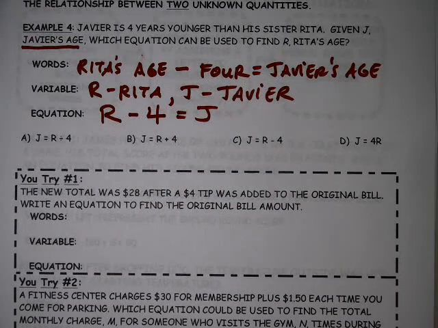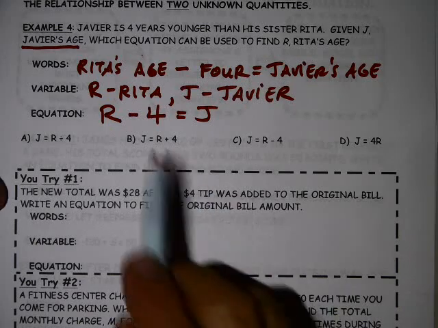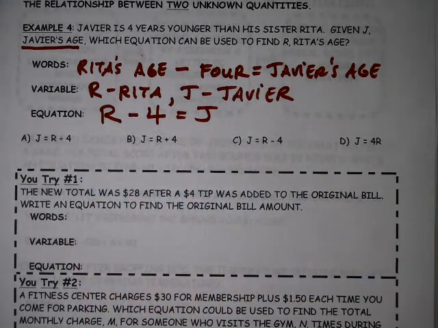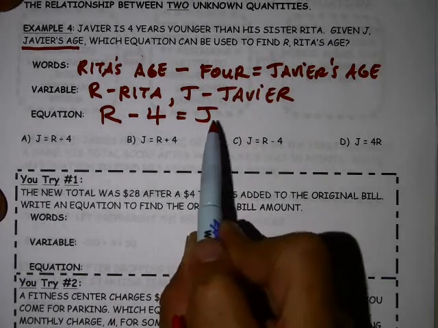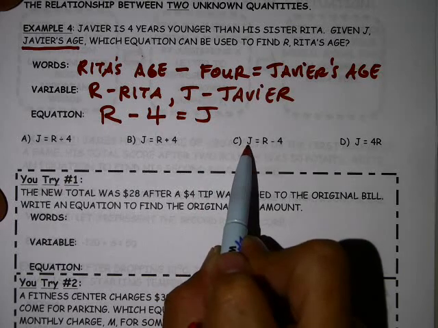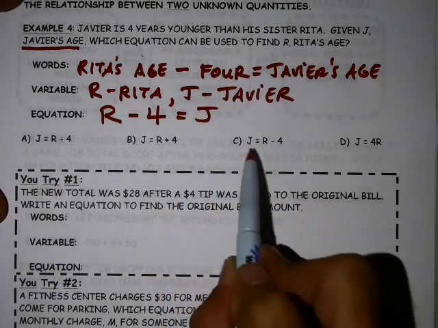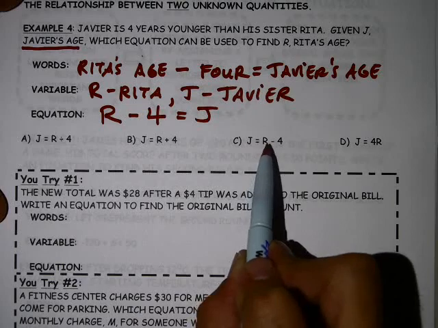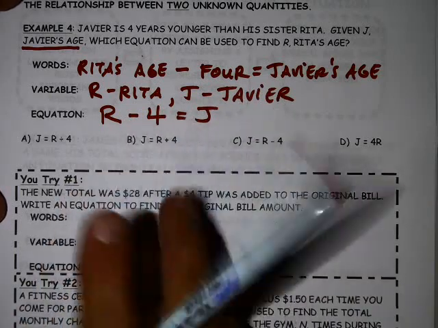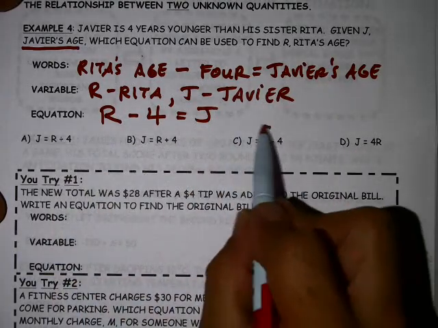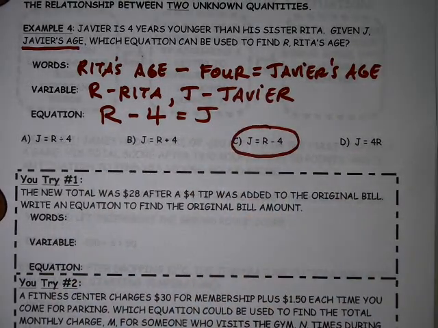Now when you look at the 4 answers down here, there's one down there that might be it, but it doesn't quite look exactly like this one. That doesn't mean that it's wrong. It just means they wrote it a different way. So they started out with Javier's first. They wrote Javier's age, remember that's what J stood for. Javier's age is equal to Rita's age minus 4. That's the same exact equation as this one, it's just flipped over. So this is going to be our correct answer.